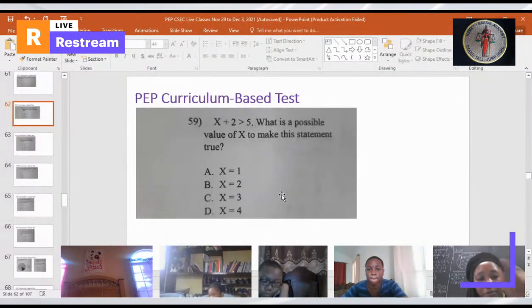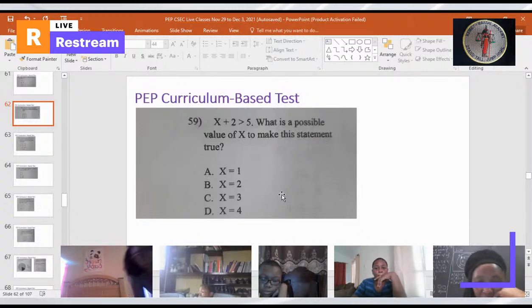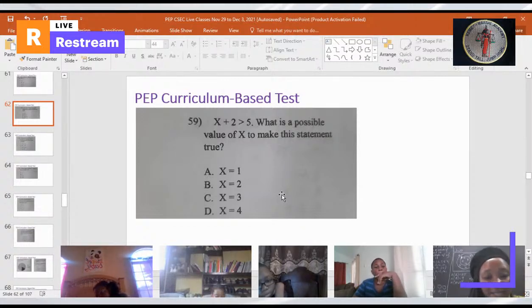For those who are saying C for 59, you're saying if we put 3 there, it would make the statement true. But 3 plus 2 is not greater than 5. 3 plus 2 is equal to 5. So if we put a 3 there, the answer would not be true. It has to be D. It has to be 4. 4 plus 2 would give 6, and that is greater than 5. So the answer for 59 is D, not C.